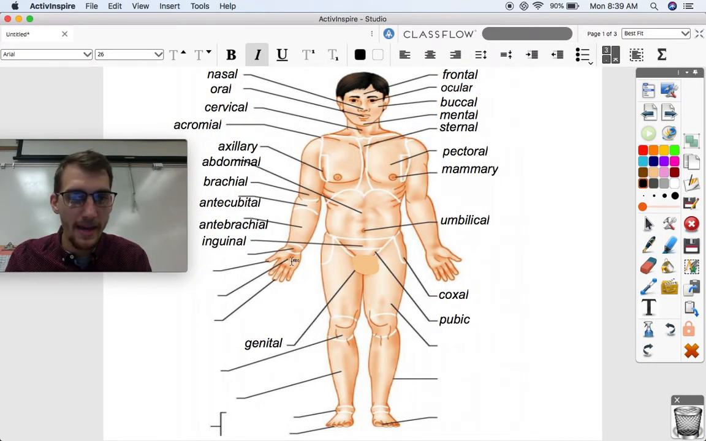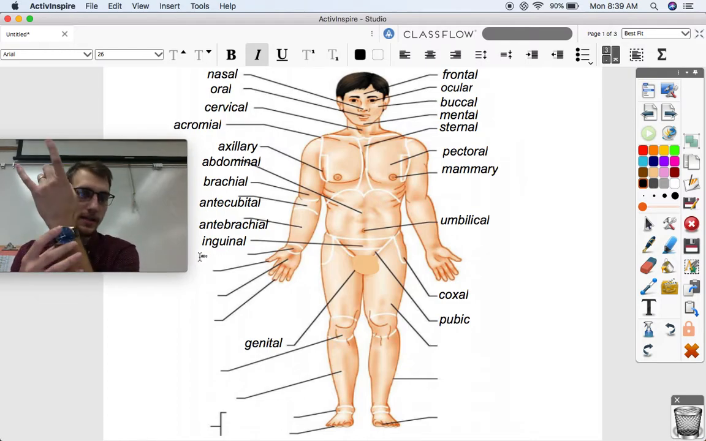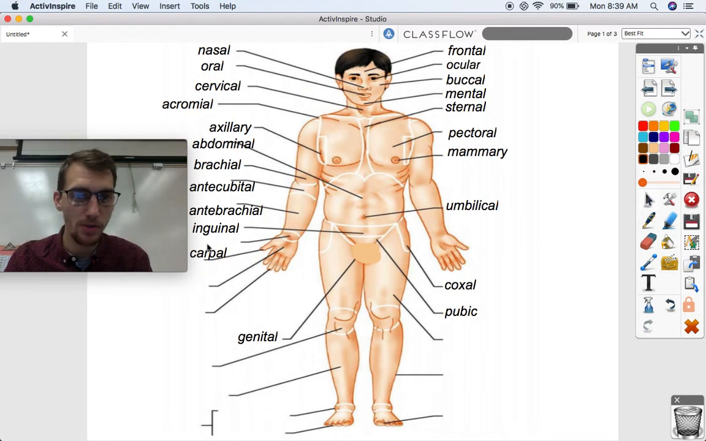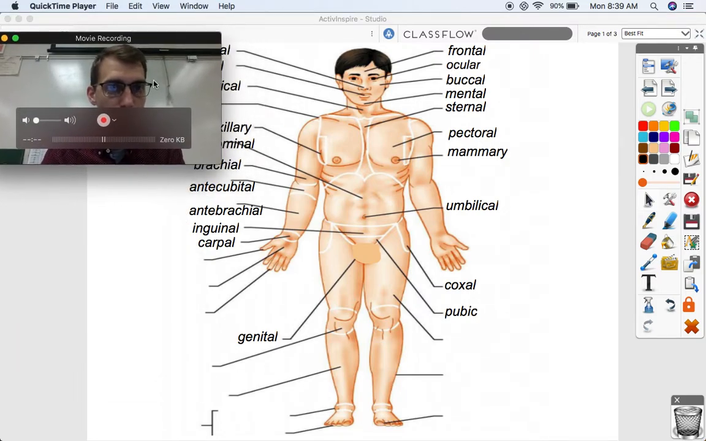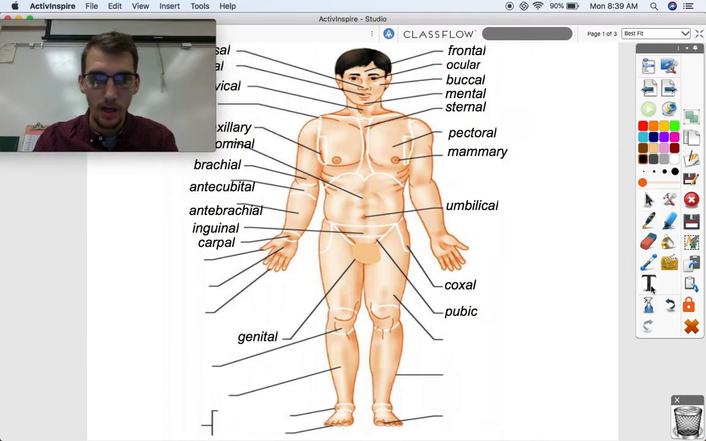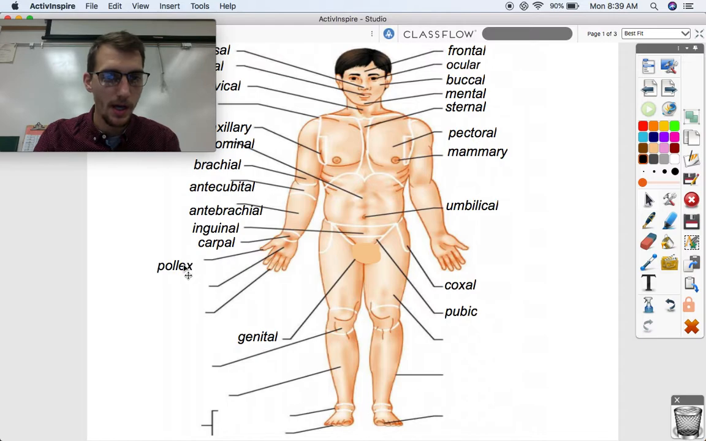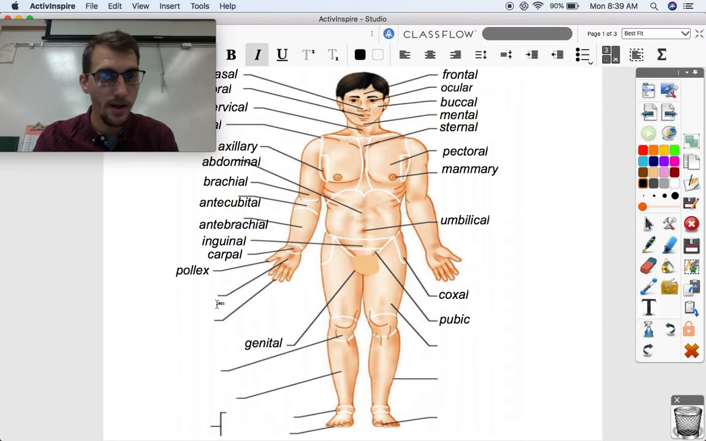All right, let's talk about the hand now. So the wrist, let's start with that. The wrist, this is referred to as the carpal region. So if you may have heard of carpal tunnel syndrome before, it's actually an issue with your wrist bones. All right, so the carpal, your thumb has its own term. It's called the pollex. So your thumb is your pollex, and your big toe actually has a term that we're going to talk about in a second as well.